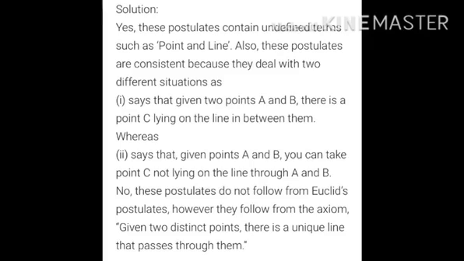Now question number 2 from exercise 5.2, and the solution is yes, these postulates contain undefined terms such as point and line. Also these postulates are consistent because they deal with two different situations. One says that given two points A and B, there is a point C lying on the line in between them, whereas the second says that given points A and B, you can take a point C not lying on the line through A and B. No, these postulates do not follow from Euclid's postulates. However, they follow from the axioms. Given two distinct points, there is a unique line that passes through them. You have to do question number 2 by yourself.